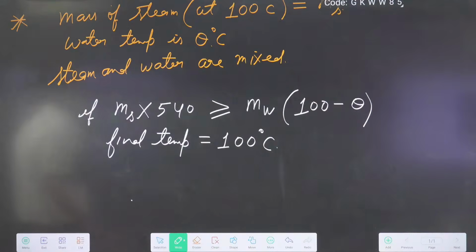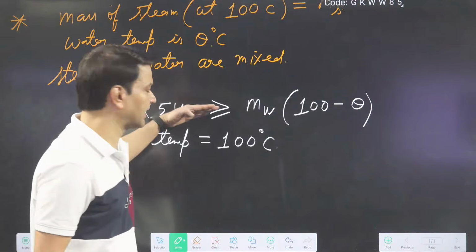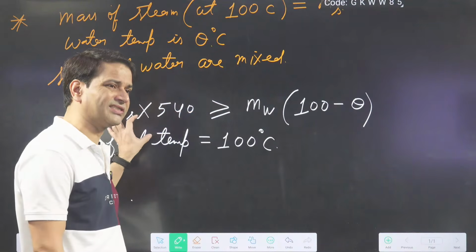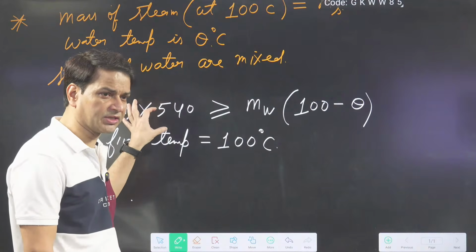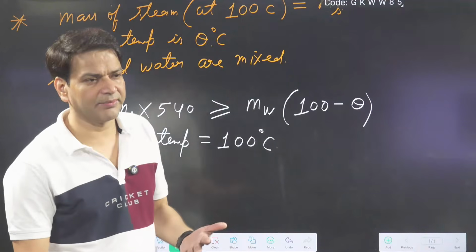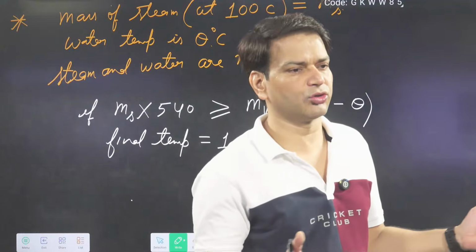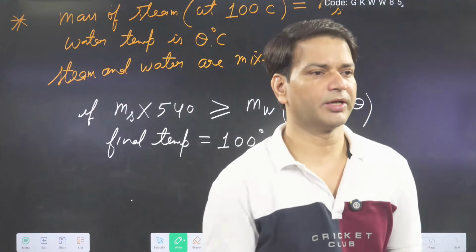But suppose this quantity is exactly equal, then we can say the whole steam will get condensed. Greater coming, then some steam will remain in the mixture. Okay. And less coming, it means the temperature will be between 0 to 100. Everybody got?